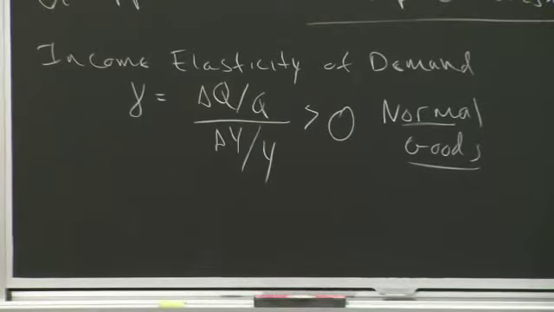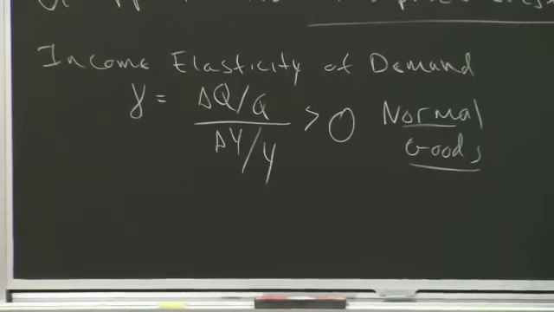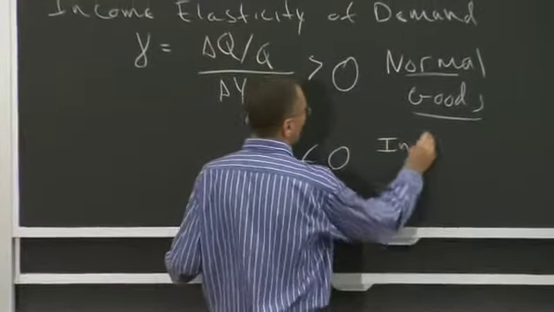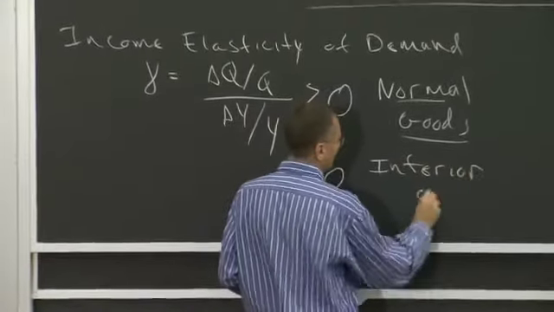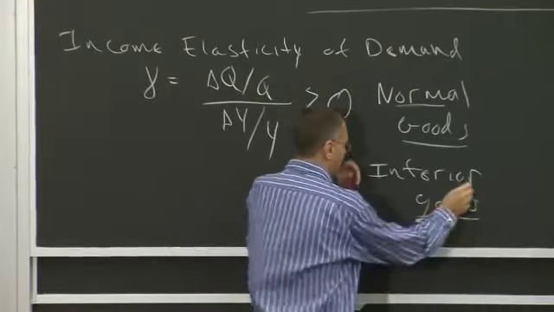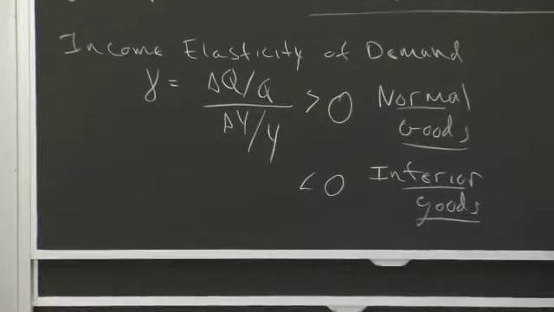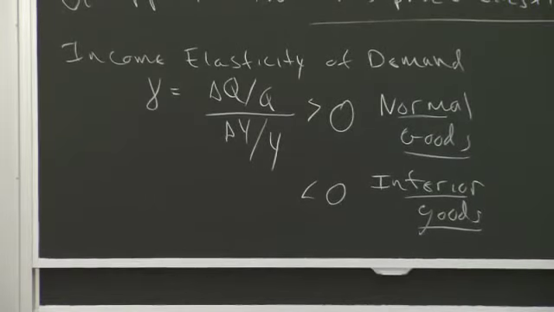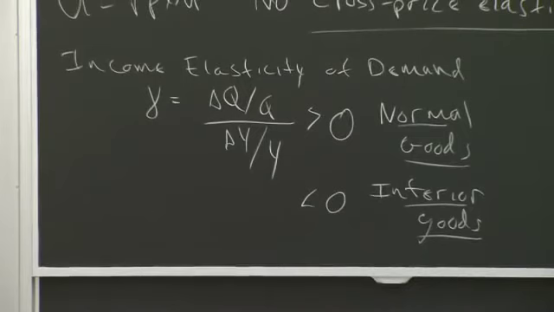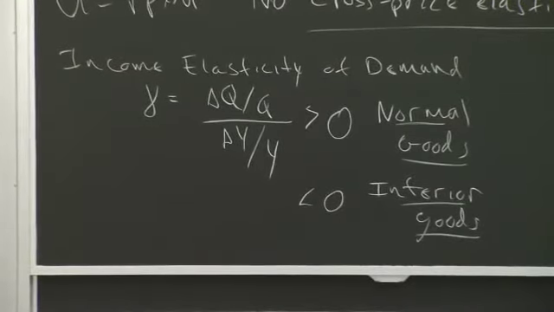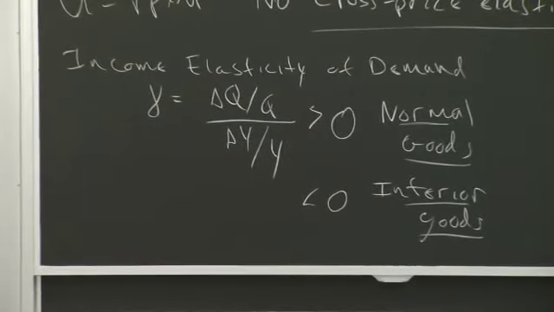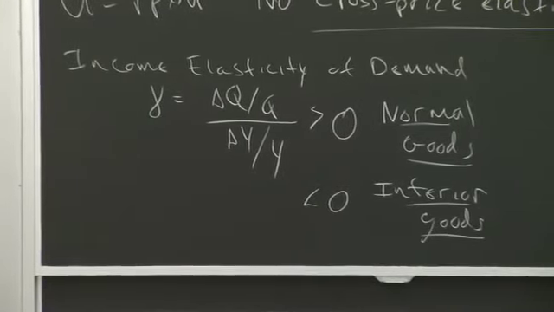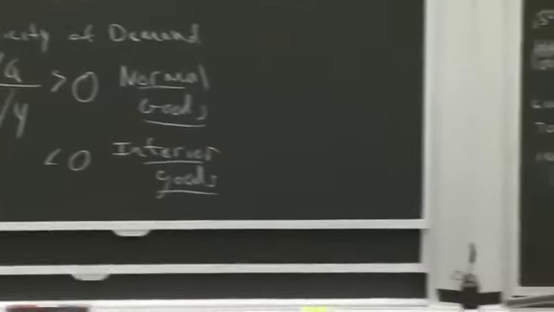On the other hand, if the income elasticity was less than 0, we would call those inferior goods. Goods where as your income goes up, you buy less of them. Okay? Is there a term for when income elasticity equals 0? If it equals 0, you're just income inelastic. It's in between normal and inferior. I don't think it's a precise term. You're just income inelastic.